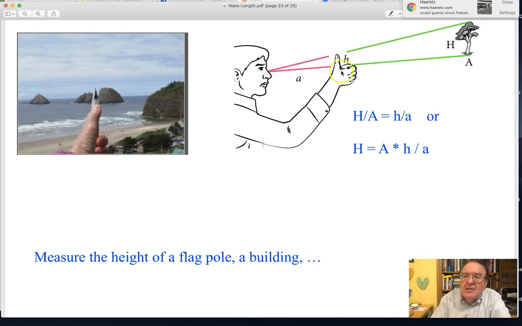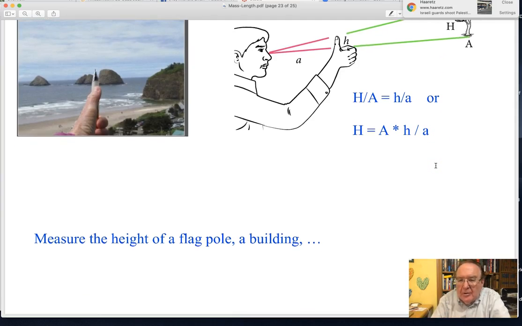You can pace off the distance you are from, for example, a building or the campanile, and then with your thumb and right triangles, noting the length of your arm, you can measure the height of a flagpole or a building or something. Okay.